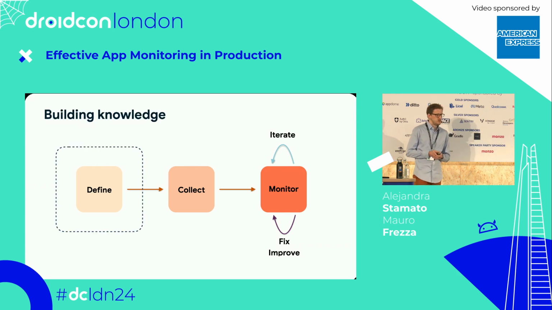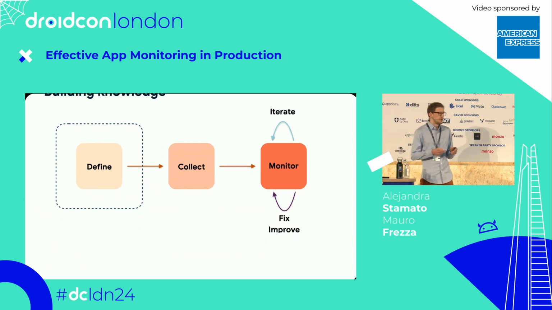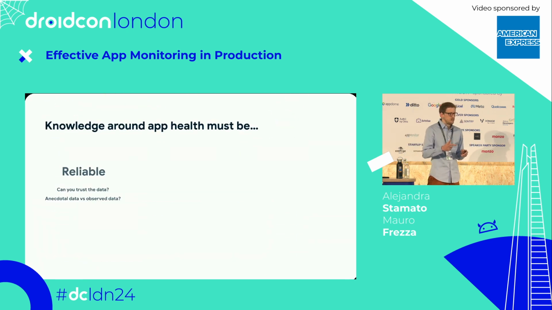So the first step is building knowledge. And the knowledge around the app must be reliable. So you need to be able that once it's out there, the data that come up that you're tracking, you need to trust that it really represents if there is a problem in the app. So you need to be able to track all the information. And once they are there, you see, okay, this actually is telling me there is an issue in production.